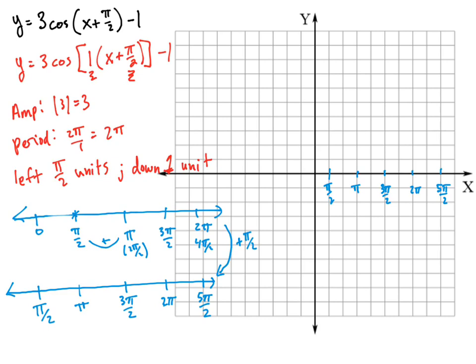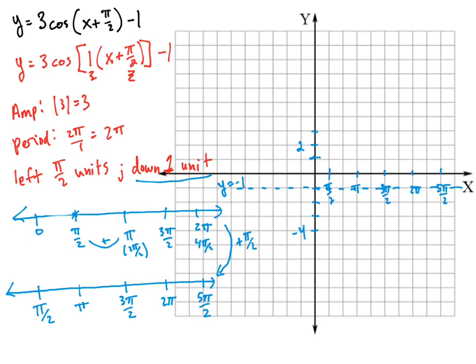Okay, mapping it all out. So the amplitude is 3 here, so I'll make each box worth 1. However, I'm shifting everything down 1 unit. So instead of going up to positive 3, I'm going to be going up to 2 and down to negative 4. So 2, negative 4. And so the new midline is going to be y is equal to negative 1.